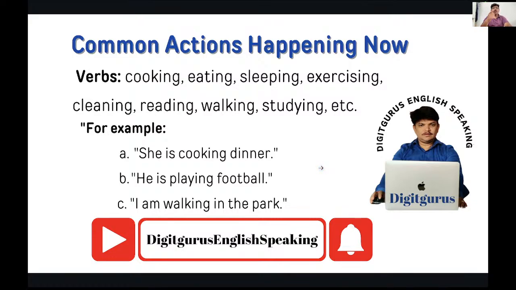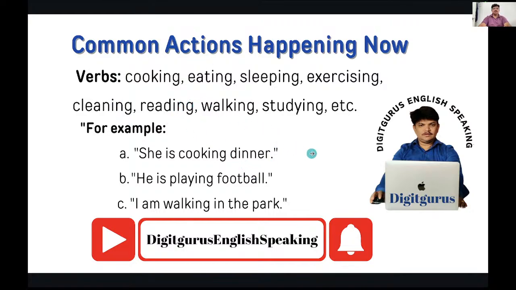This is the fifth form of the verb. I have created a playlist of common verbs which are used for speaking English. You may see our playlist. You will find hundreds of verbs over there, and there are 5 forms. To cook, this is the first form. Cooked, second form. Cooked, third form. Cooking, fourth form. And cook, this is the fifth form.